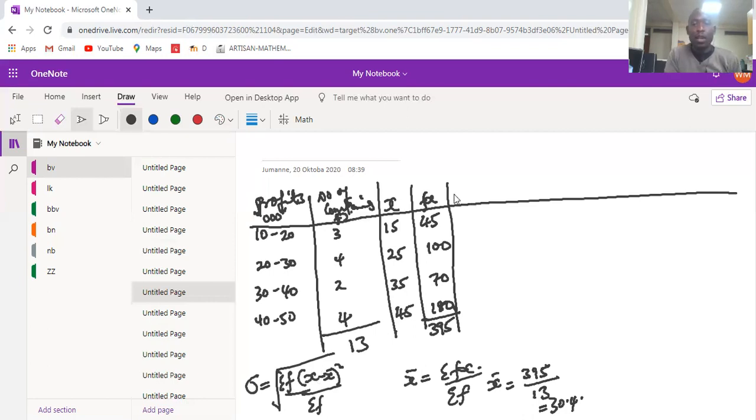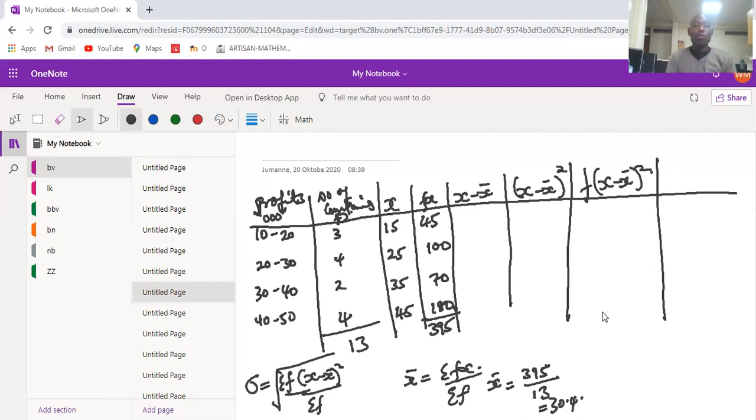So having done that, now we can be able to get this. So you can get x minus x bar squared, f into x minus x bar squared, and then you will be sorted. So the x minus x bar, remember x is here, our x bar is this one. So we just minus each and every x, we minus the x bar. So we are going to have 15 minus 30.4, which is the same as negative 15.4.